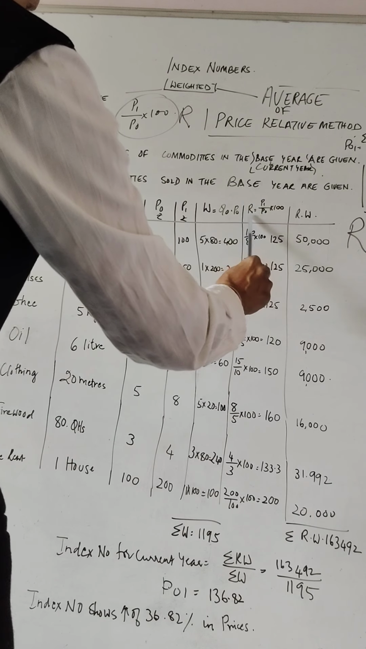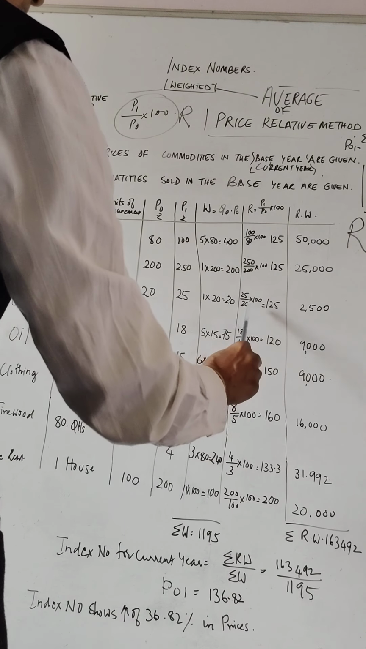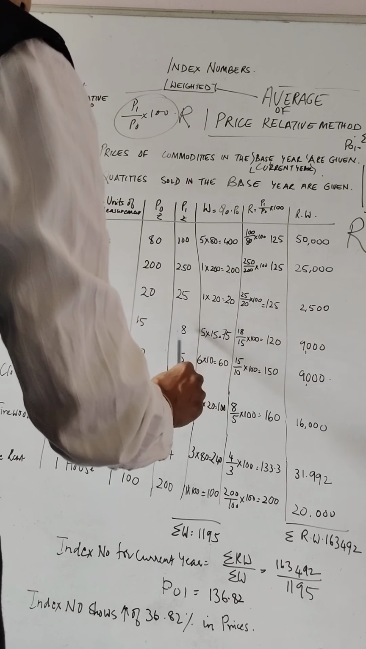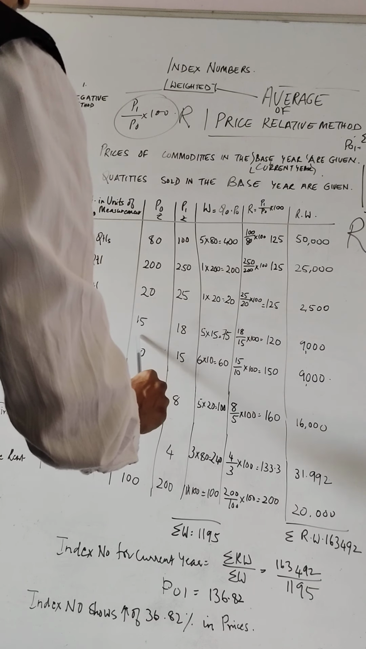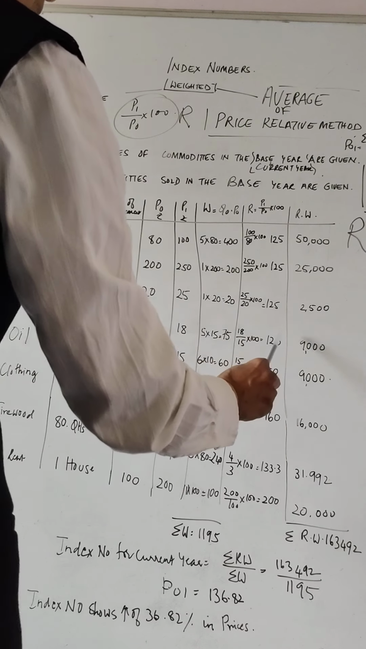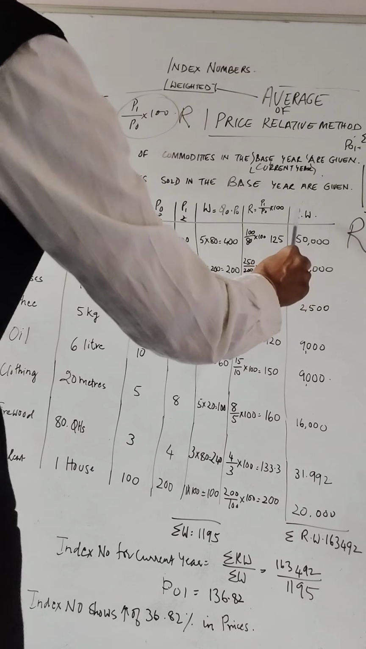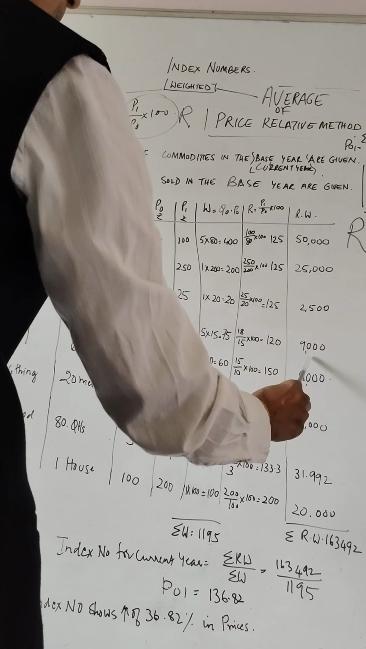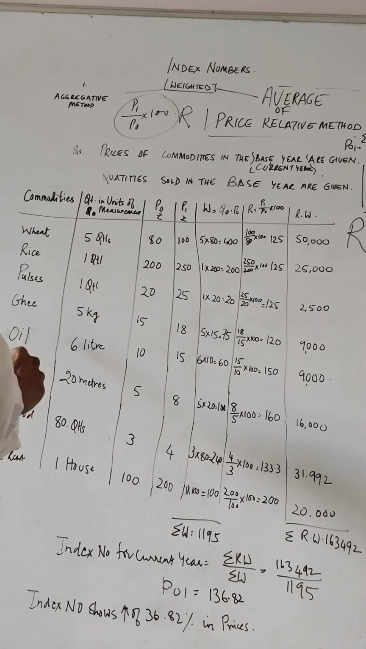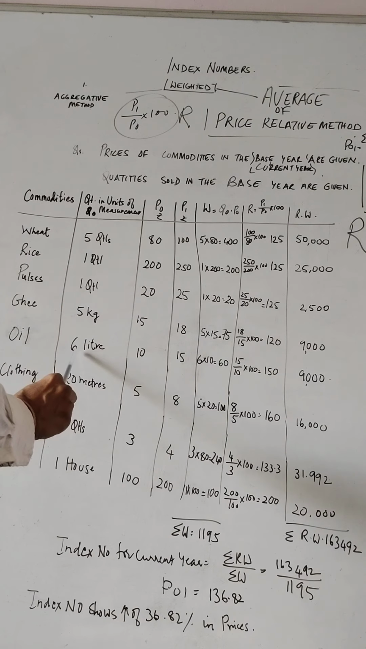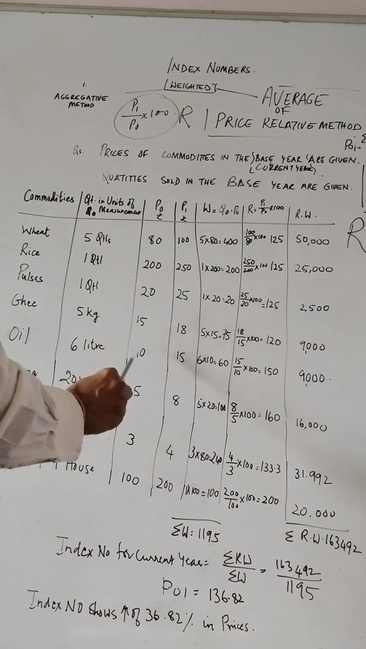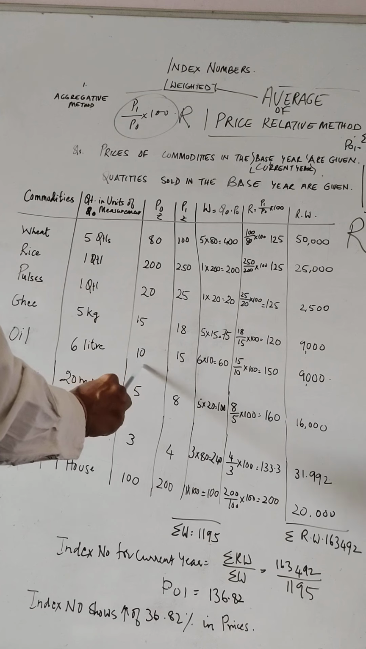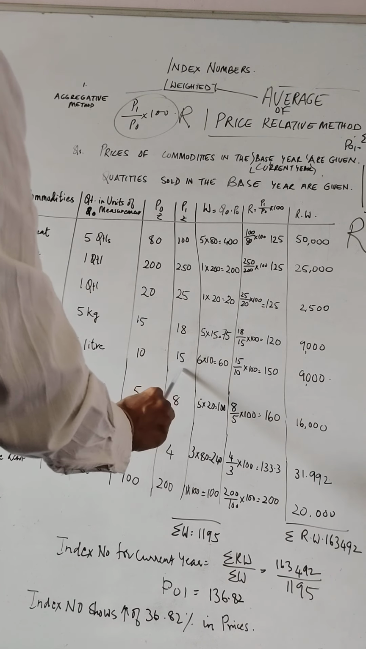Now let's work out the R. So how did you work out the R? That is 18 P1 upon 15, that is P0 into 100. So you get 120, and then R into W, that is 120 into 75 is 9,000. So next, oil. Next commodity is oil. Quantity purchased is 6 liters. Base year price is 10. Current year price is 15.